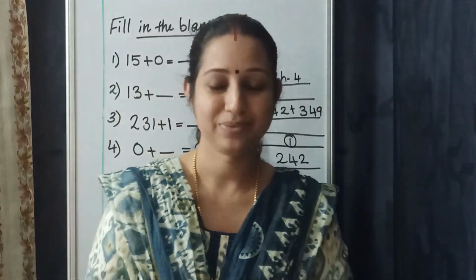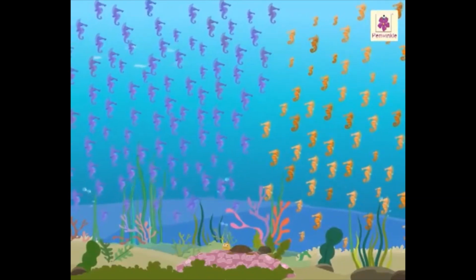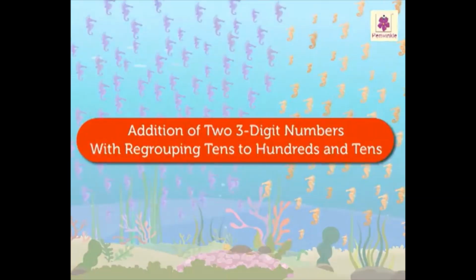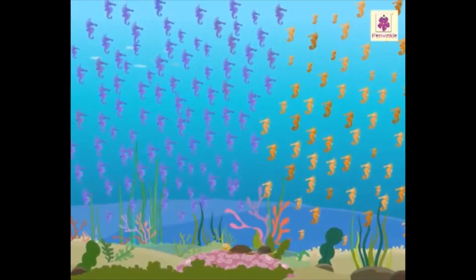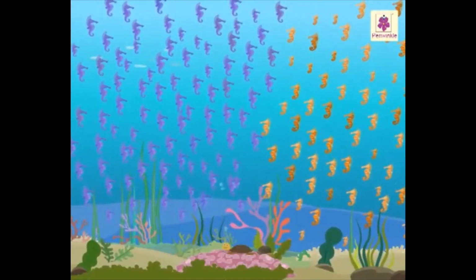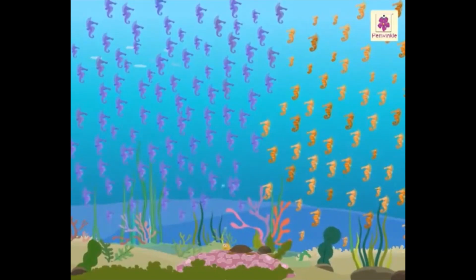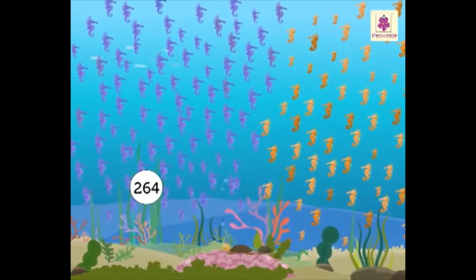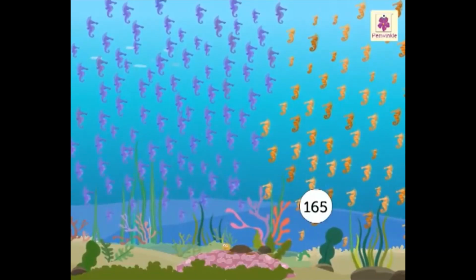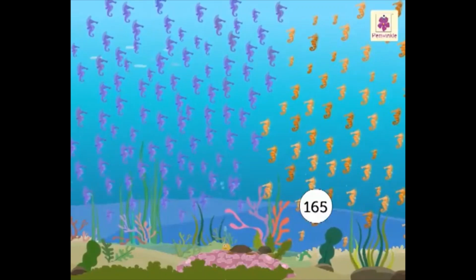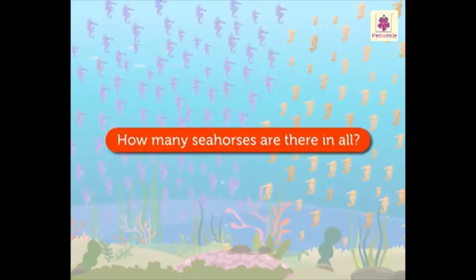Okay, thank you. Today, let us dive underwater and learn addition of two 3-digit numbers with regrouping, tens to hundreds and tens. See the seahorses. They are so beautiful and colorful. There are 264 purple seahorses and 165 orange seahorses. Let us see how many seahorses are there in all.